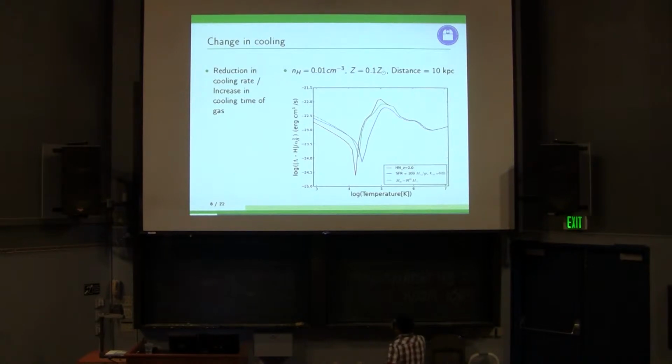So there are 2 effects you can see here. One is the reduction in the cooling rate. The other is the increase in the equilibrium temperature of the gas. It goes from 4.2 to 4.3 to 4.4. This means that gas cooling under these conditions can only cool up to this temperature and no less. So these 2 effects can be quite important.